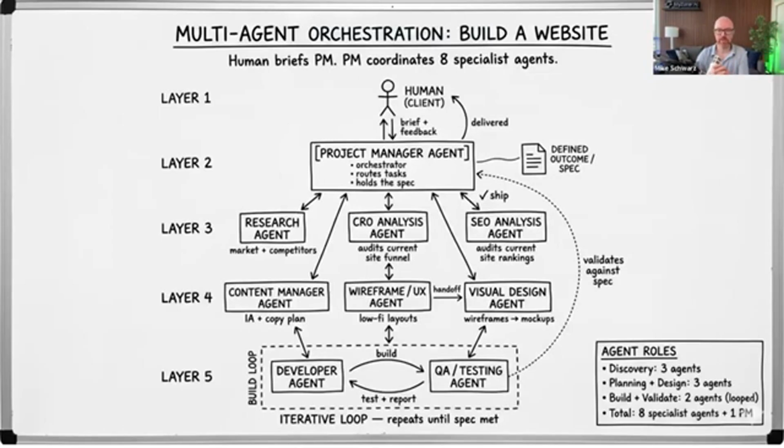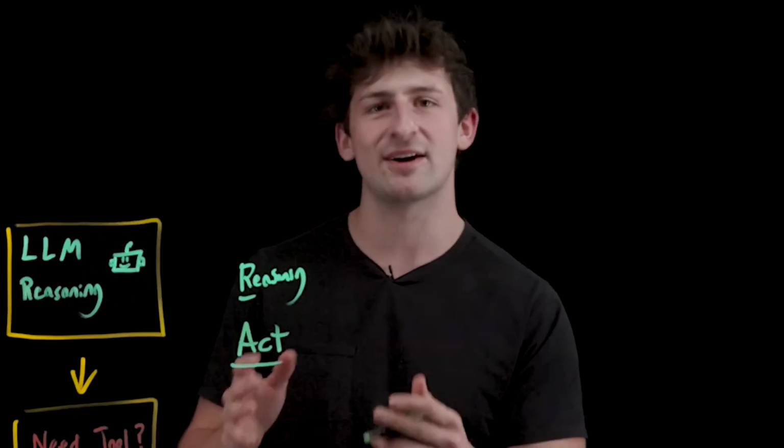So you might have the human here talking to a project manager agent. The project management agent's responsibility is to orchestrate between a series of specialist agents. So for example, say we wanted to build a website. And every agent framework out there.